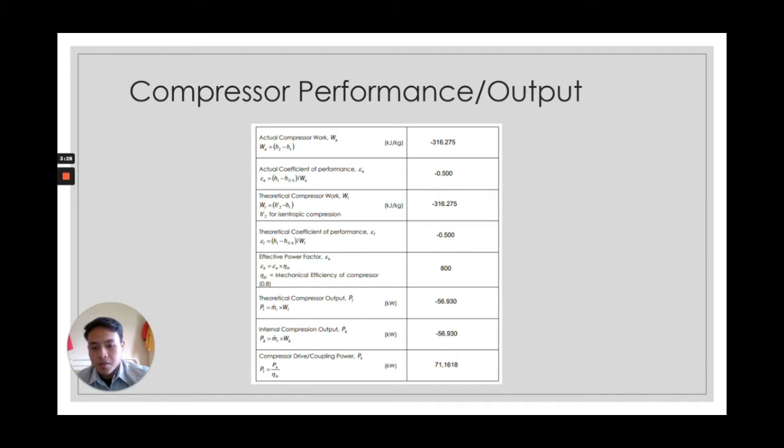For the theoretical compressor output, we got negative 56.930. Next, we calculate the internal compression output, and we got the same answer as the theoretical compressor output. We use the same formula, and we got negative 56.930. And lastly, we calculate the compressor drive coupling power. We got 71.1618.